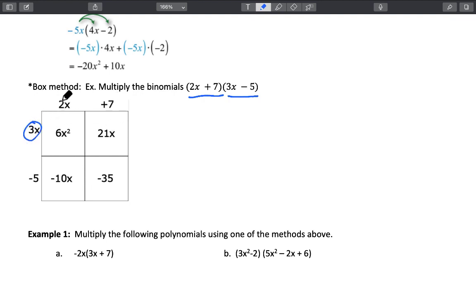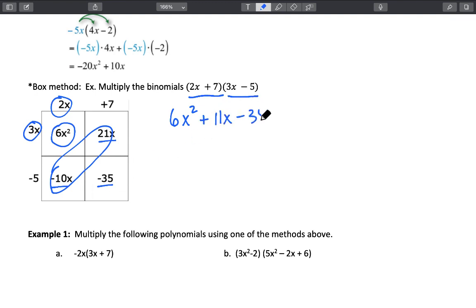So 3x times 2x results in 6x squared. 3x times 7 is 21x, 2x and a negative 5 is negative 10x, and then negative 5 and 7 is negative 35. So the product is the result of combining our like terms here, and that would get us 6x squared. Combine the negative 10x and the 21x, that's going to give me positive 11x, and then finally minus 35.